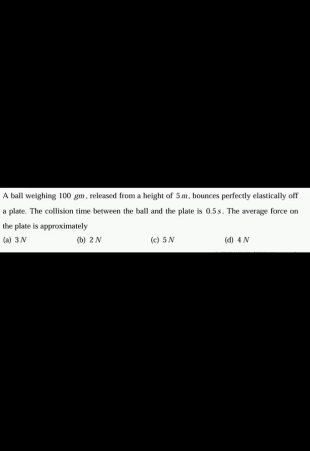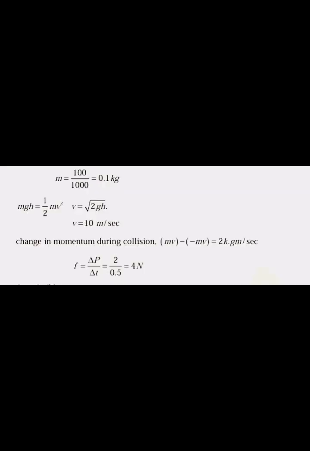The next question is, a ball weighing 100 gram released from a height of 5 meter bounces perfectly elastically off a plate. The collision time between the ball and the plate is 0.5 seconds. The average force on the plate is approximately dash. So here it is given that the mass is 100 gram, that is 0.1 kilogram.